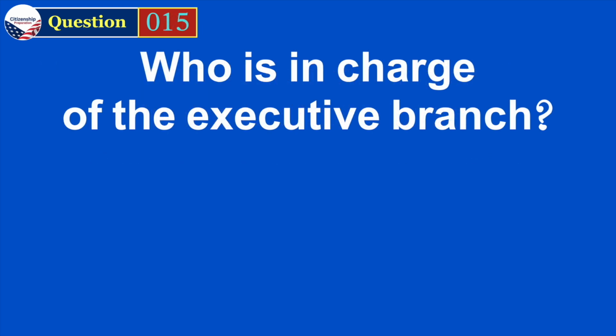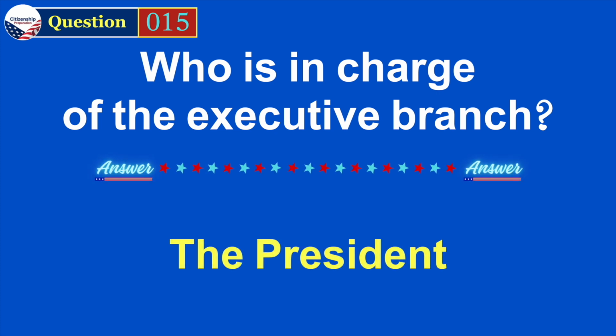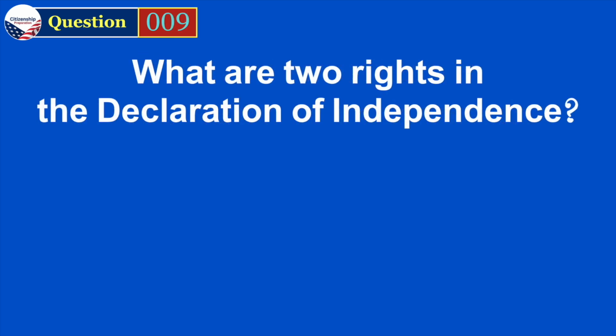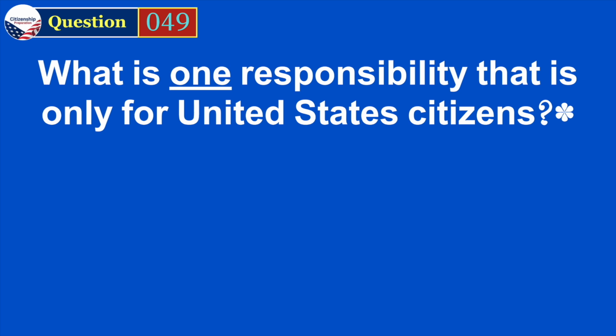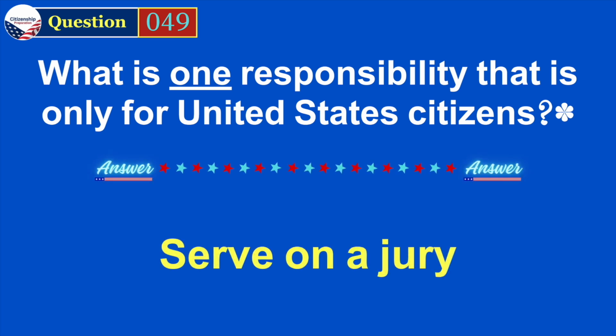Who is in charge of the executive branch? The President. What are two rights in the Declaration of Independence? Life, liberty. What is one responsibility that is only for United States citizens? Serve on a jury.